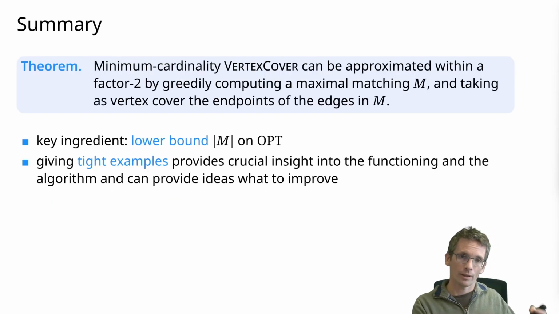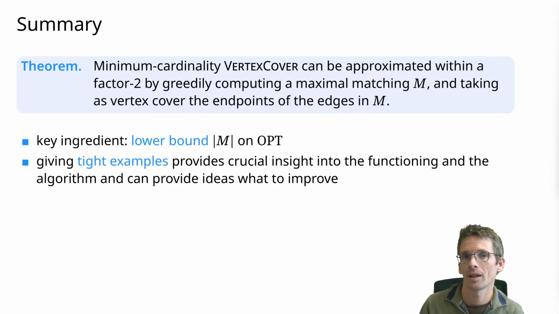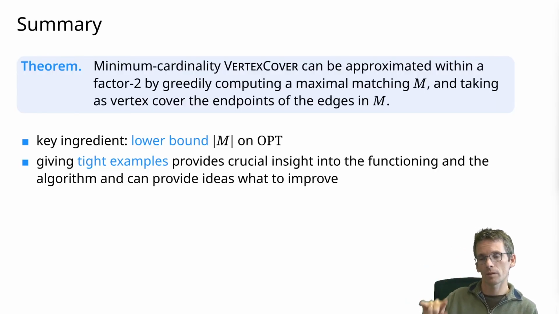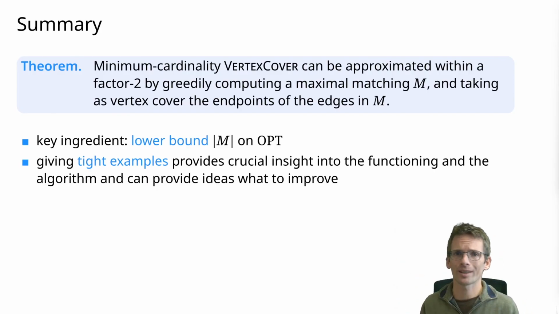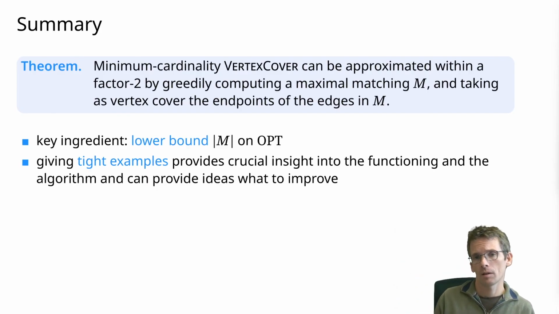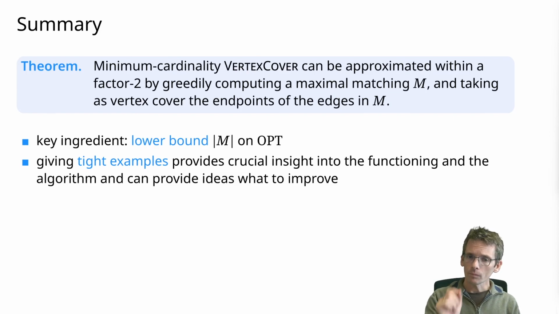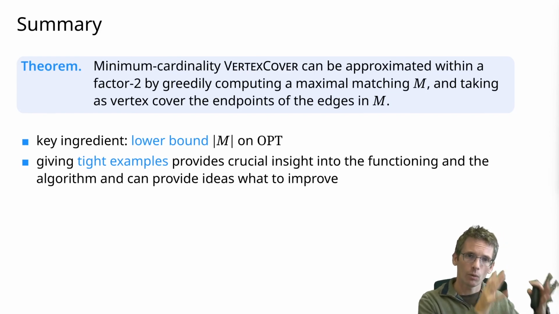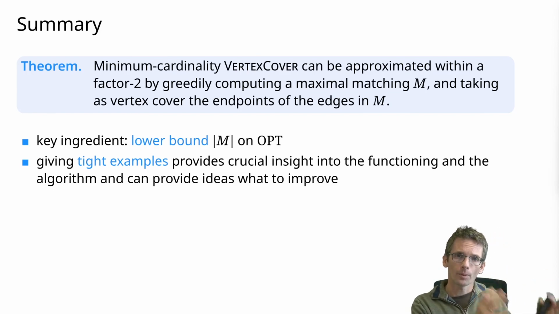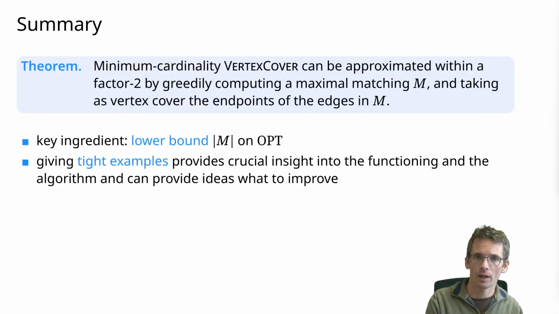Let me wrap up. The main result was that we can give a 2-approximation for the minimum cardinality vertex cover problem by simply taking a maximal matching, taking both vertices of each of the edges in the matching, and using that set of vertices as the vertex cover. The key ingredient was that we had a lower bound on the optimal value, the minimum value for the vertex cover problem, namely the size of a matching.